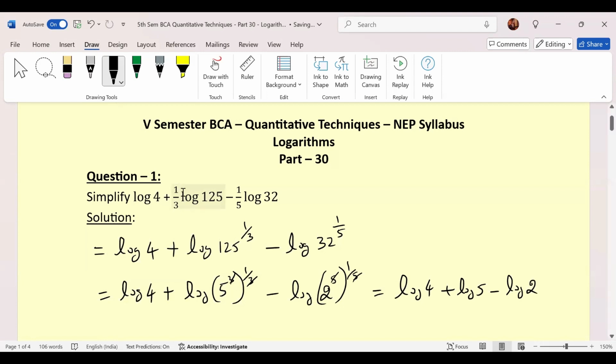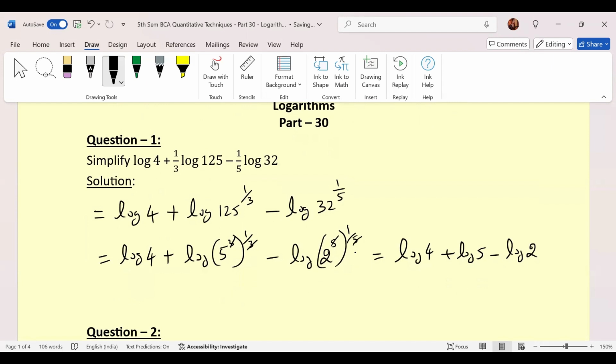So now we can straight away apply the product and division rule. That means log 4 plus log 5 is nothing but log 4 into 5. And then minus log 2 is there, so that will be divided. So we get 20 by 2, which is log 10. If no base is specified, generally we consider the base to be 10 only. So this is nothing but 1. That will be the solution for the first question.